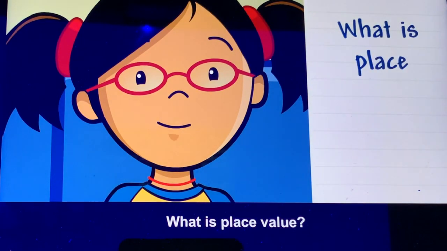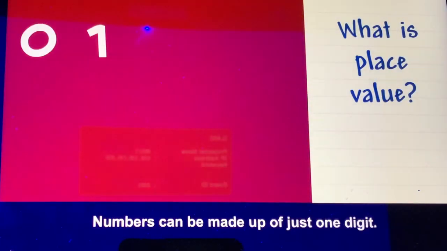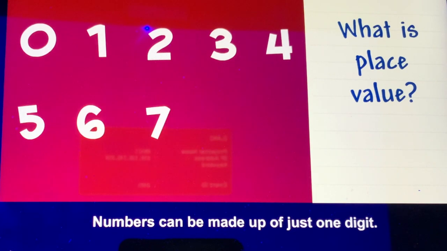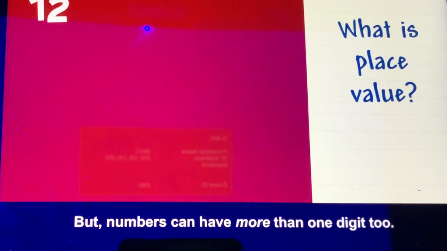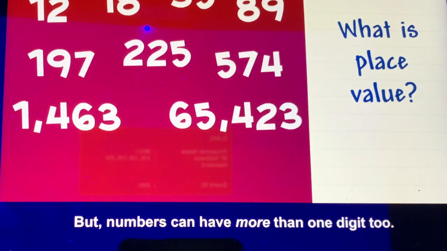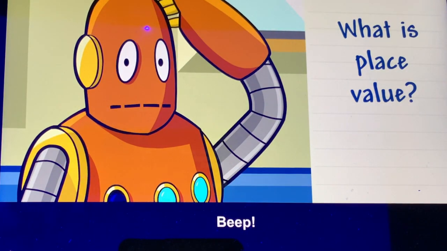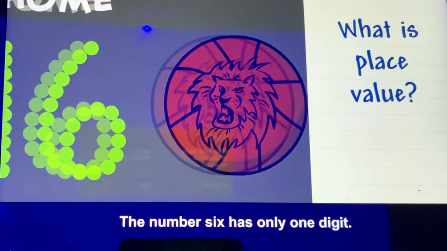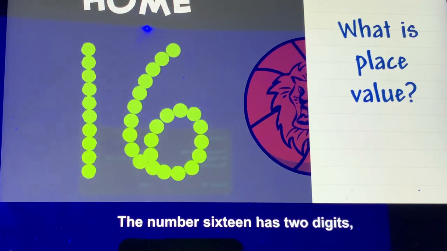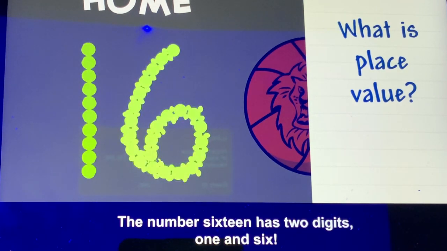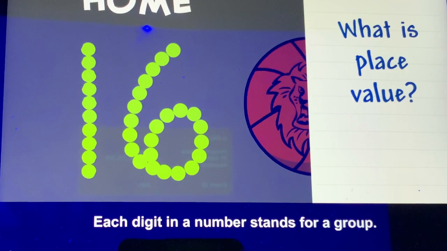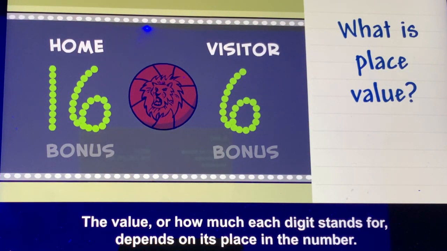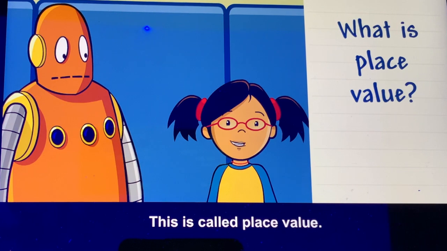What is place value? Numbers can be made up of just 1 digit. But numbers can have more than 1 digit too. The number 6 has only 1 digit. The number 16 has 2 digits, 1 and 6. Each digit in a number stands for a group. The value, or how much each digit stands for, depends on its place in the number. This is called place value.